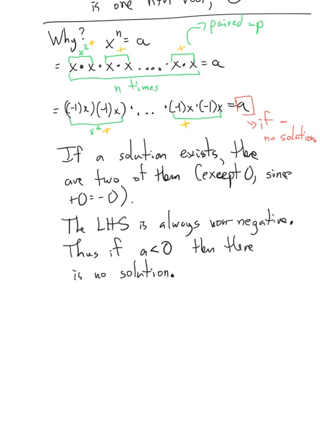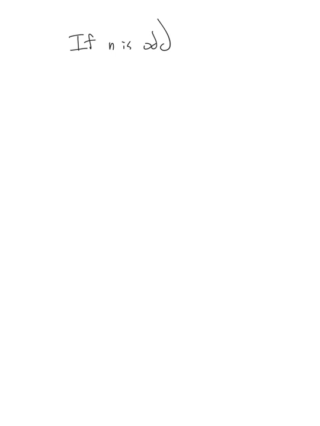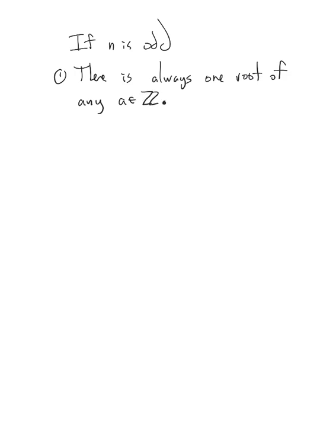All right, so that's great. The next case is when n is odd. Well, when n is odd, it's really easy. There's only one case. There's always one root of any integer a. So that's pretty easy.